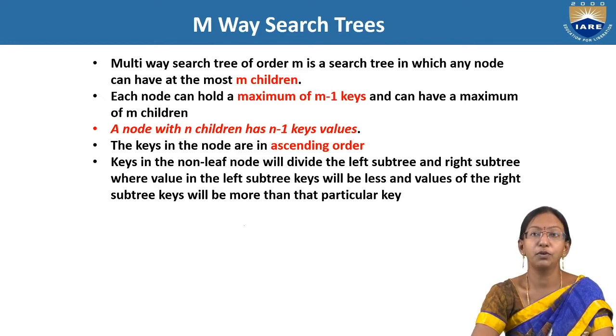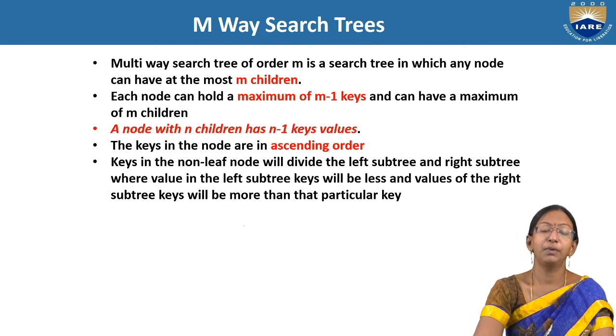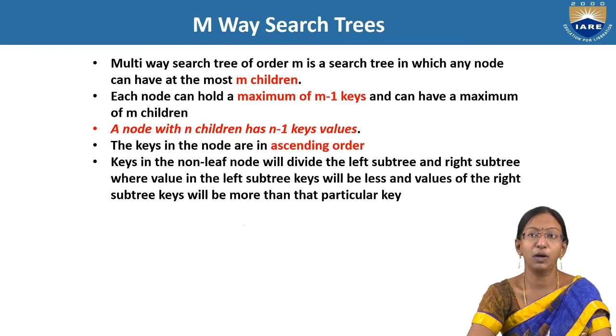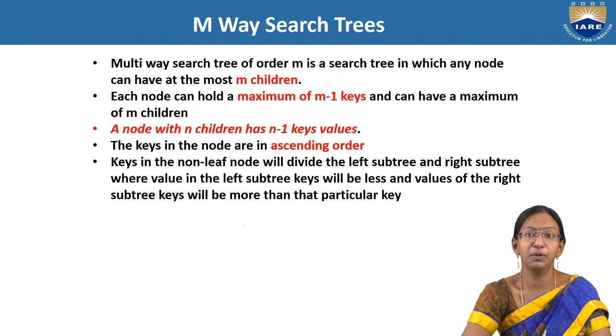So let's see a few properties of the same. It can hold at most m minus 1 keys and it can have m children. The keys of the nodes will be in ascending order. Please keep this in mind. We cannot have random data. There is a very important property which you need to keep in mind. I'll show you with the picture.